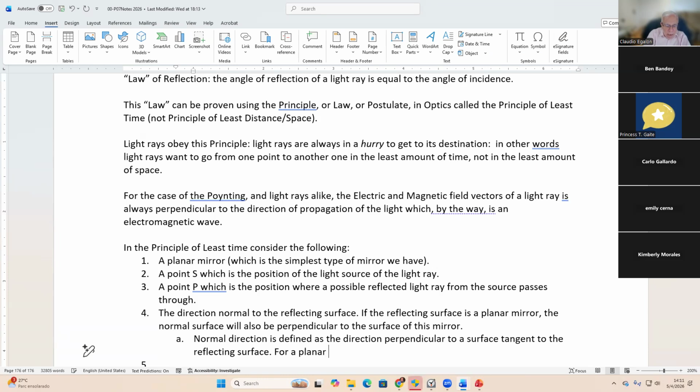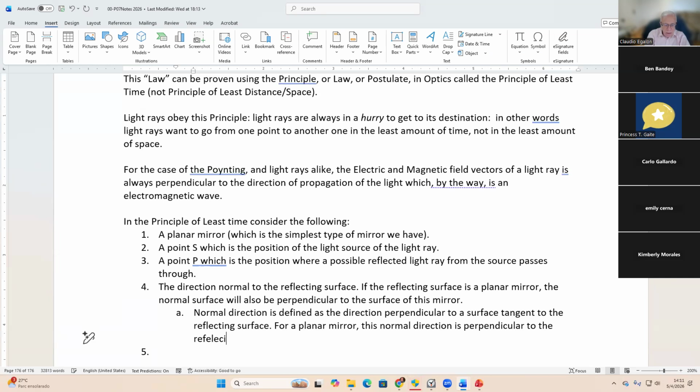For a planar mirror, okay, this normal direction is perpendicular to the surface itself, to the reflecting surface itself, since its tangent coincides with this surface.